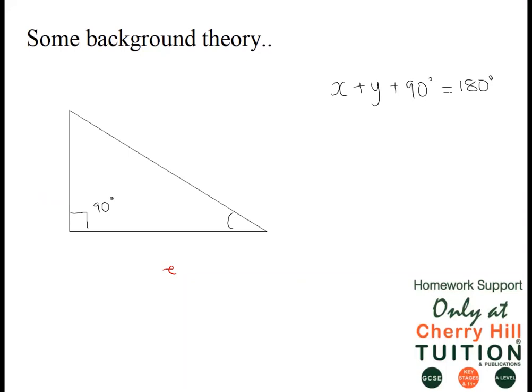Let's say that we had a right angle triangle, and this side was 3 centimeters, this side was 4 centimeters, and we need to work out x, so the length of the hypotenuse. There is a rule to work this out, and it's called the Pythagoras theorem.